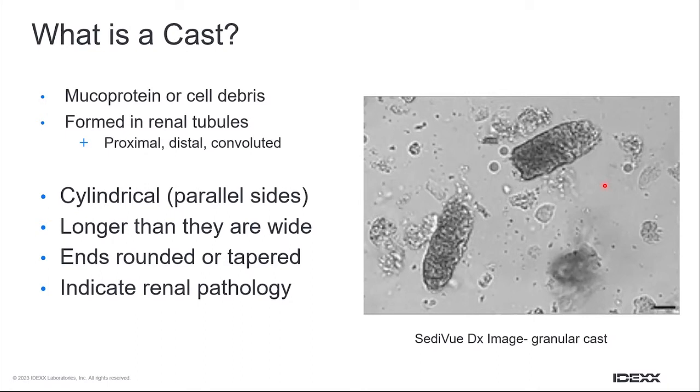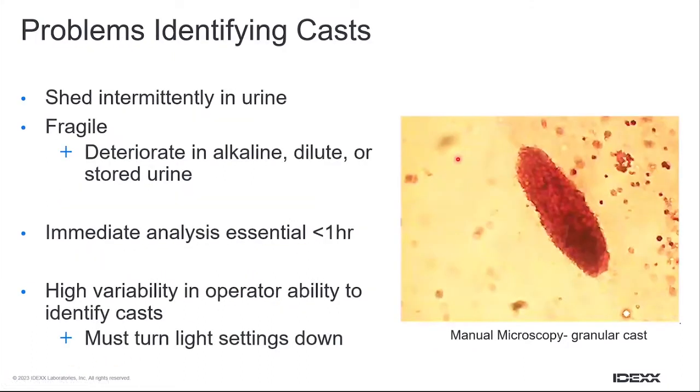So all casts start off as hyaline casts, which I'm going to show you in a second. And then depending on the length of time that they're retained before being shed will dictate what they subsequently look like. So for example, cellular casts are shed shortly after being formed, whereas waxy casts, which are one of the rarer forms, tend to be retained longer before being shed. So let's move on and see what some of these casts look like.